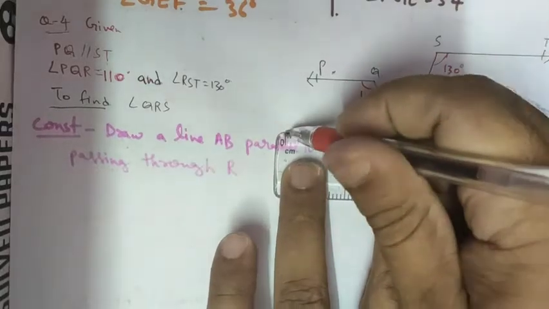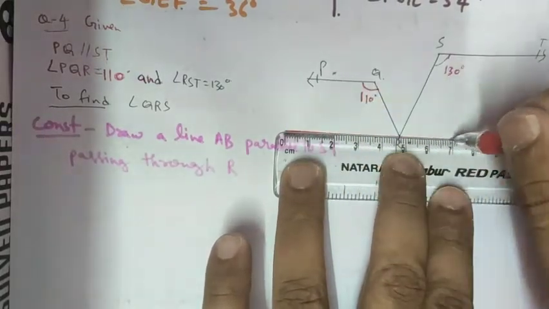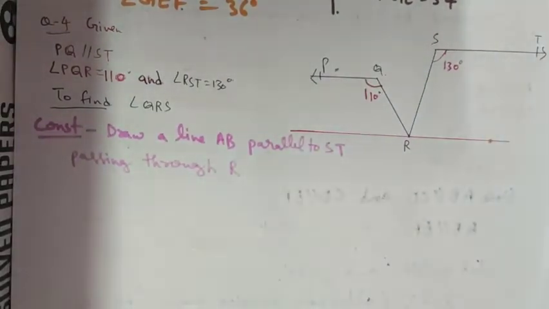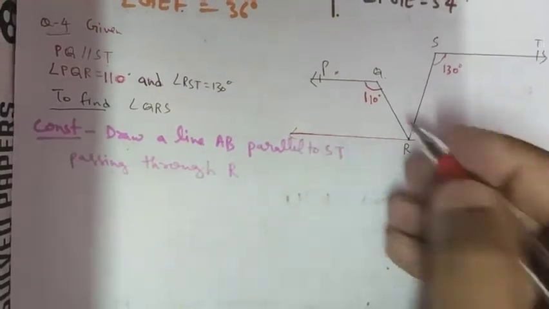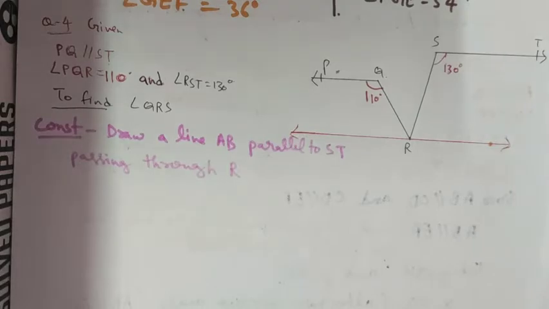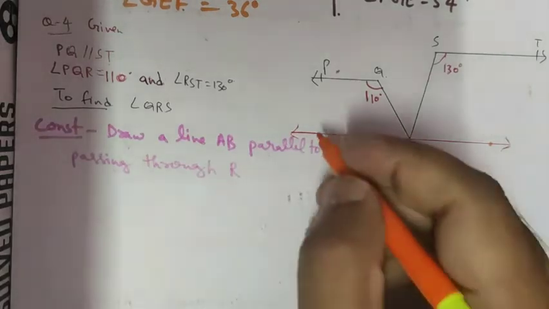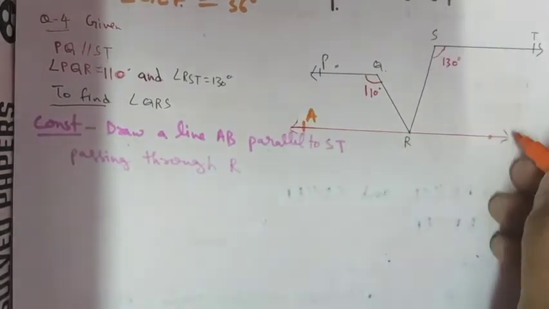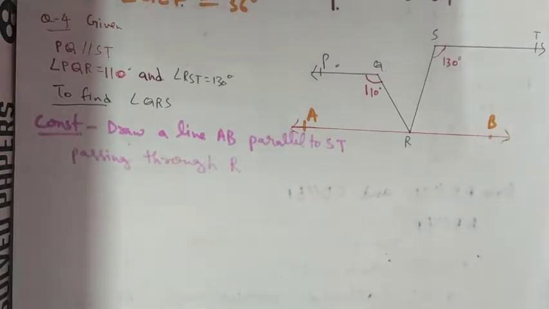So we'll draw a line which is passing through R and parallel to ST. Let us name it AB. I've named this line as AB. Got it?